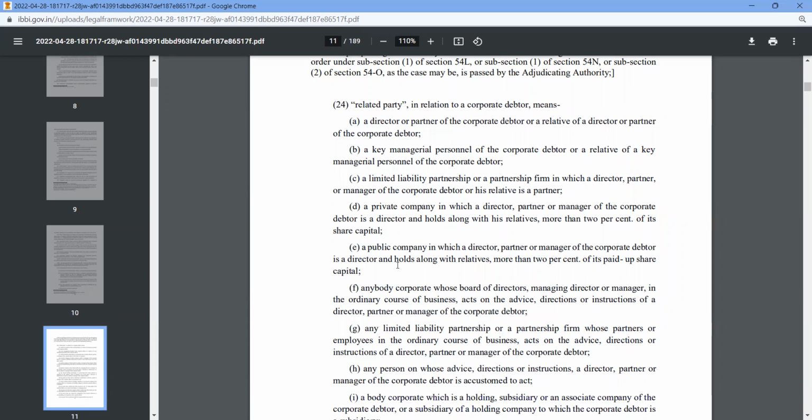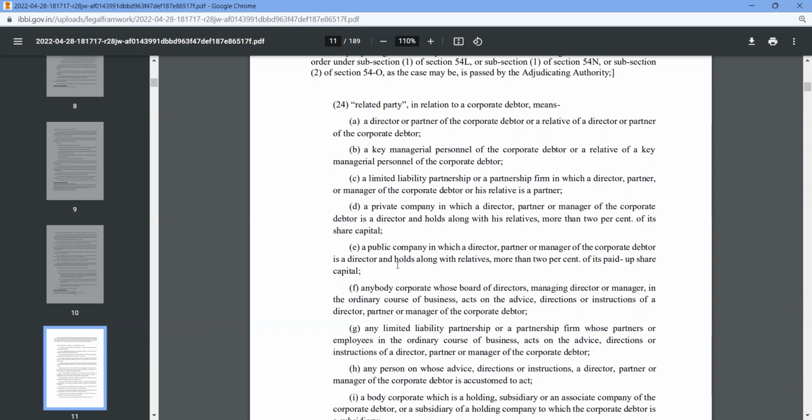So a director or partner of the corporate debtor, or a relative of a director or partner of the corporate debtor. In case XYZ is a company, any of the directors of XYZ, or partners of XYZ LLP, they will be the related party. Or any of the relatives of the director or partner, they will also be related party. And who are relatives? This definition is given in section 524A. Similarly, KMP of a corporate debtor or a relative of KMP.